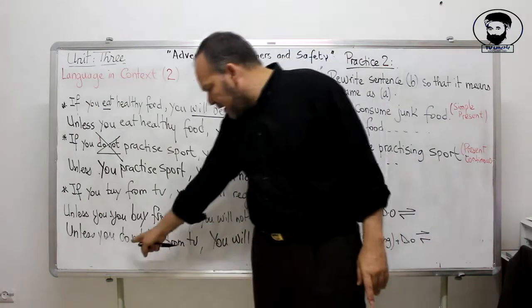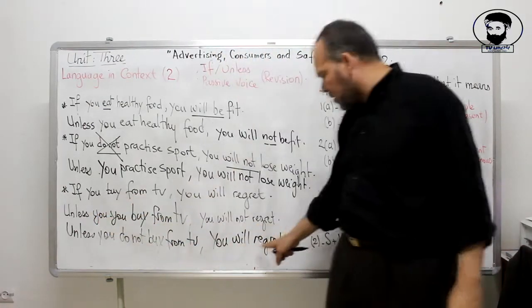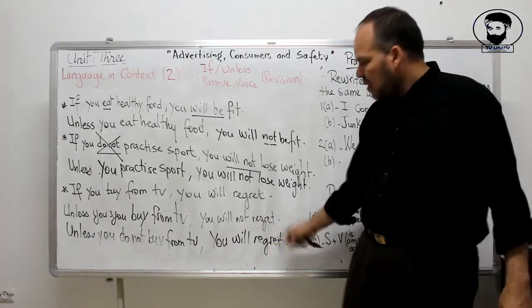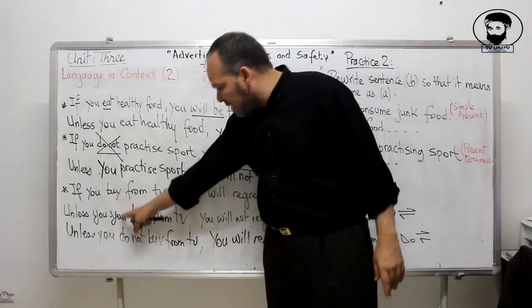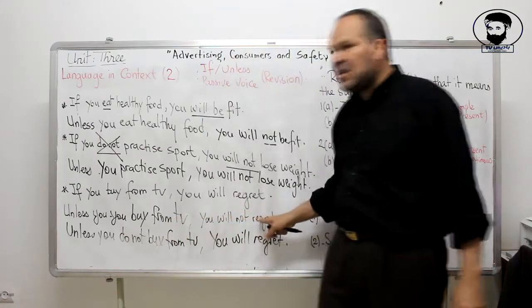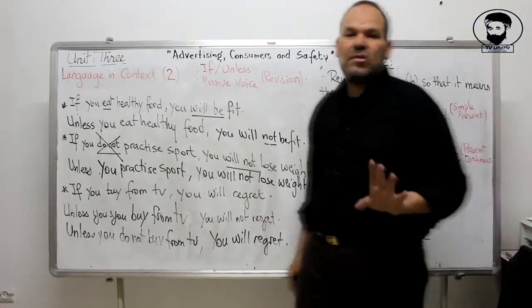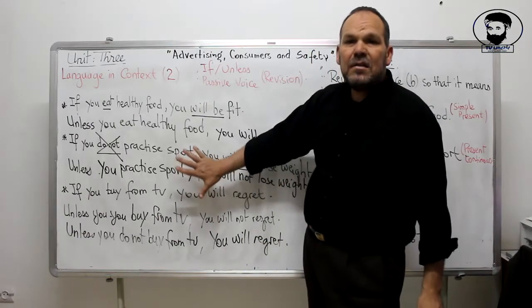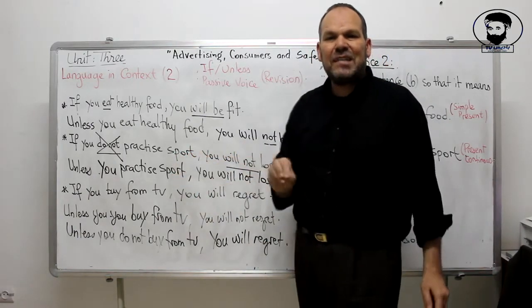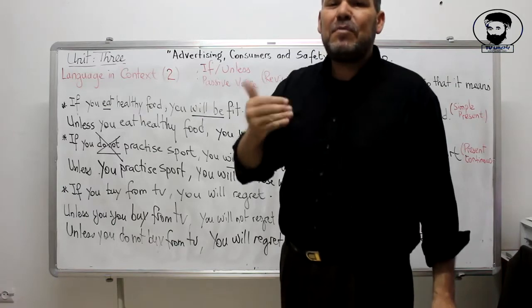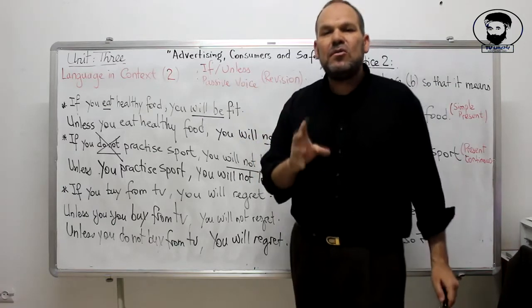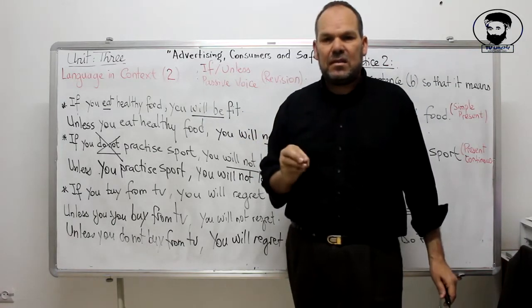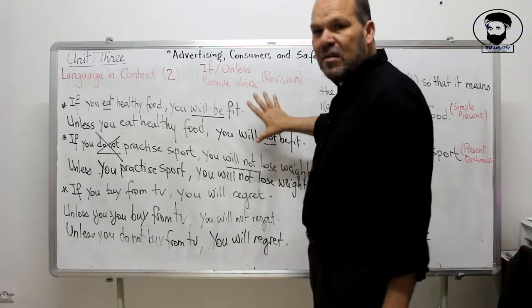So, if you use the negative after unless, you use the affirmative in the second sentence. And if you use the affirmative, you use the negative in the second sentence. This is just the rule. So please, I want you to follow this slowly and you will find that it's very easy. Just keep practicing. This is the only way that you get the correct form of the sentence. So please keep going this way.